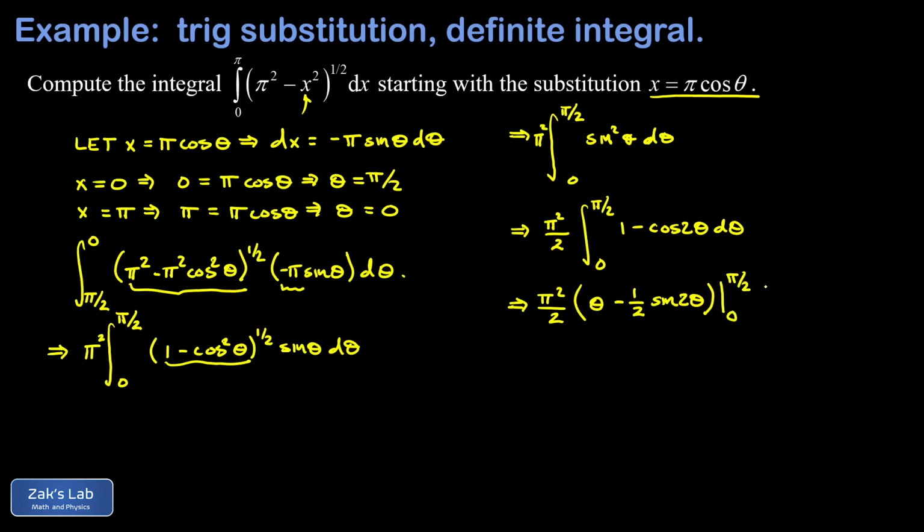Now notice when I sub in the upper limit to the sine of 2 theta piece, that gives me the sine of pi, which is 0. When I sub in the lower limit to that piece, I get sine of 0, which is 0. So that term is gone. When I sub in the lower limit for theta, that also gives me 0. So I don't need to worry about that lower limit at all. The only survivor here is the pi over 2 in the upper limit, replacing theta with pi over 2. And I end up with pi squared over 2 times pi over 2, which we can write as pi cubed over 4, and we're done.